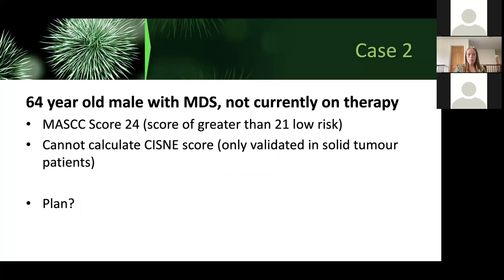So again, this is a gentleman where you're trying to decide, does he need to come into hospital? Can he be managed as an outpatient? If you want to, you could reference those scoring tools. His score on the MASCC score was actually 24, which indicated that he was low risk and theoretically could be managed as an outpatient.